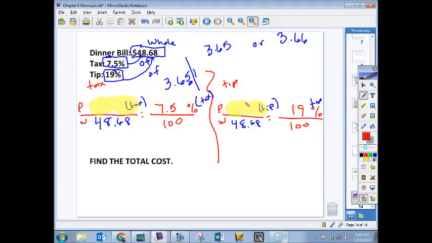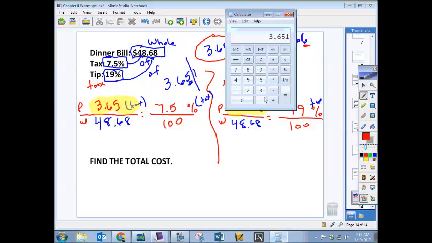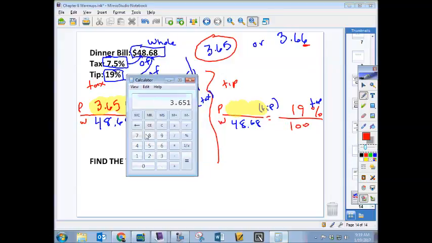So now we've got to understand our rounding rules. The number to the right of that place value, if it's 4 or less, we let it rest. When it's 5 or more, we raise the score, right? In this case, are we going to let it rest? So it's going to be $3.65. Now the other one, let's do that one real quick. See if the rounding's any different. We got $48.68 times 19 divided by 100.